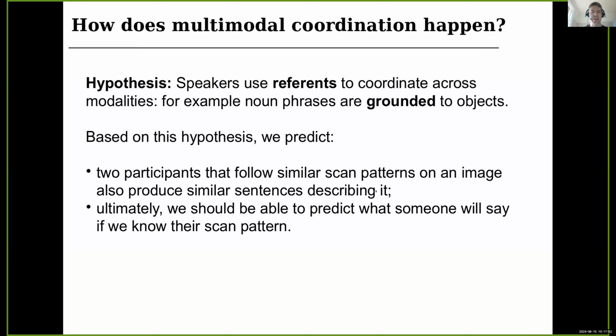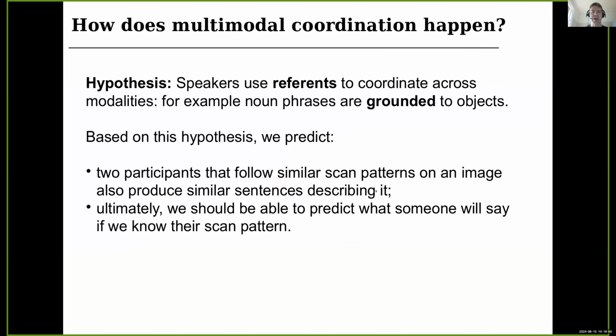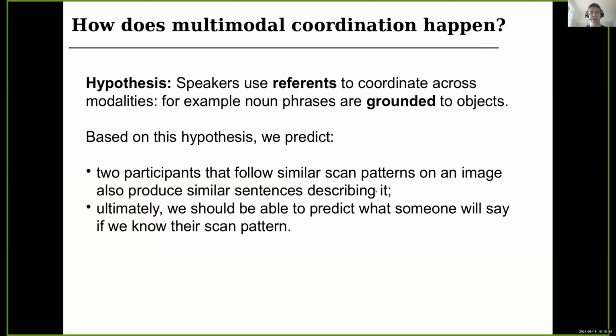In particular, we would expect that if two participants follow a similar scan pattern, remember scan pattern was a sequence of fixated objects, then they would also produce a similar sentence, a similar sequence of words when they're describing the image. And so ultimately, a scan pattern allows us to predict the sentence, or the other way around. The sentence allows us to predict the scan pattern because we are assuming that these objects are grounded into words and the other way around. So this is a correlational claim, right? We don't say the scan pattern is causing the sentence or the other way around. We're just saying the two are correlated.